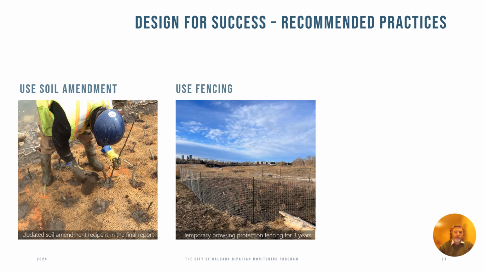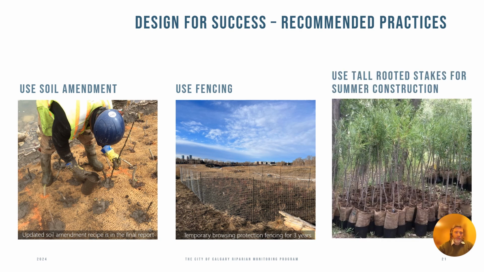We documented several recommended practices, including the use of soil amendment and fencing that will be discussed further during the presentation on construction. I've mentioned tall rooted stakes a few times, but they are a hybrid of live cuttings and container plant vegetation stock that can be used in the same way as a live stake, but installed outside of the dormancy period, so in July to September. They've been used in at least 4 different bioengineering sites in Calgary that I know of and have established really well, addressing construction scheduling challenges for summer construction.